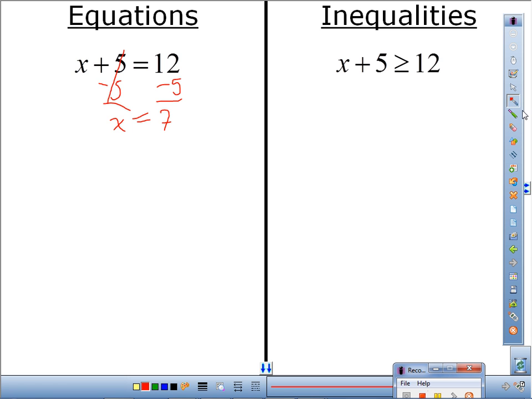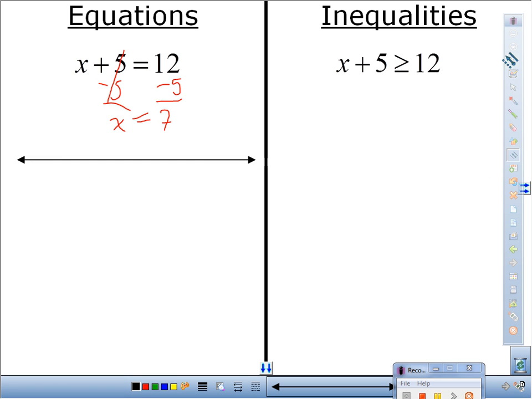So let's see. Did we simplify? It was already simplified. Did we isolate? Yes. What is the third step? Plot. So get a number line going right underneath that, like so. Here's 0. We've got 1, 2, 3, 4, 5, 6, 7. And you plot your point. There it is.